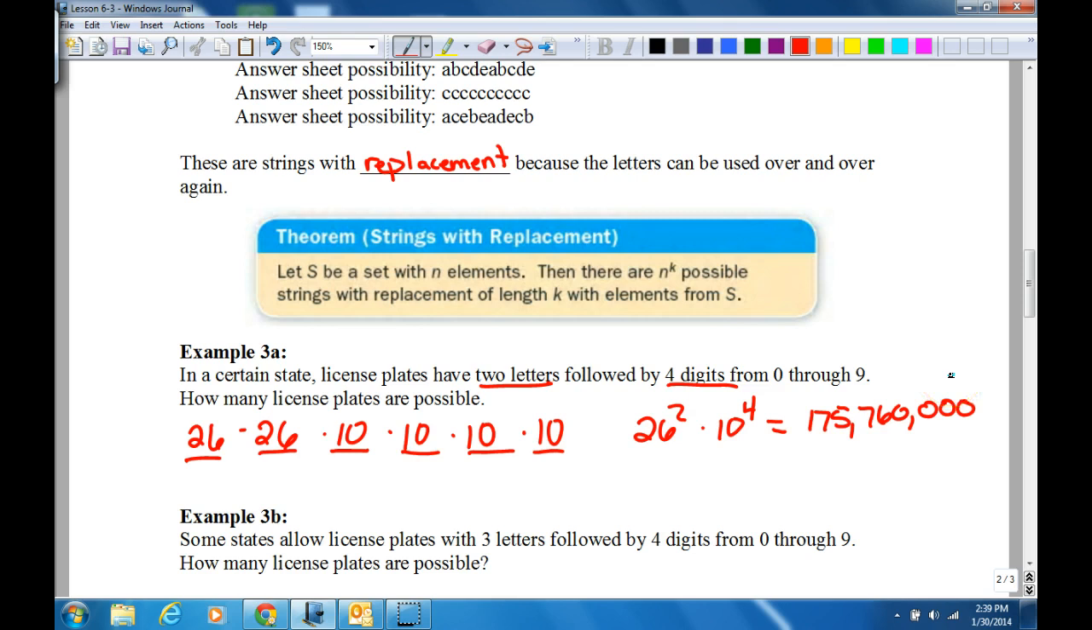Yep, that's just for one state, right. If we were to count how many states, we could put another slot here and put 50, right? 50 possible states, that would make a whole different deal.